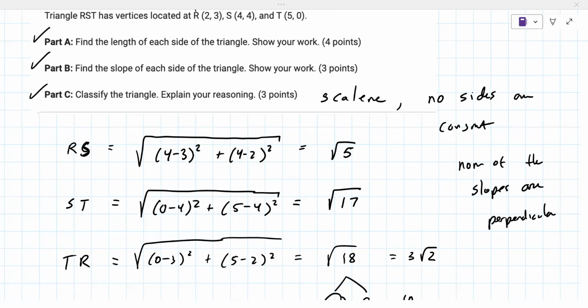Alright, so I just put for part C, the triangle is scalene because none of the sides are congruent and none of the slopes are congruent or perpendicular. So the big thing is to say scalene. And then we want to first say that it's because no sides are congruent. That's for sure scalene, but it could be right scalene. And right scalene means it's a right triangle, but that's not the case here. So none of the slopes are perpendicular. So you can maybe even say it's not a right triangle.